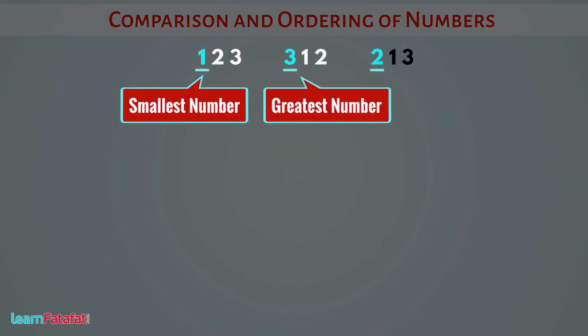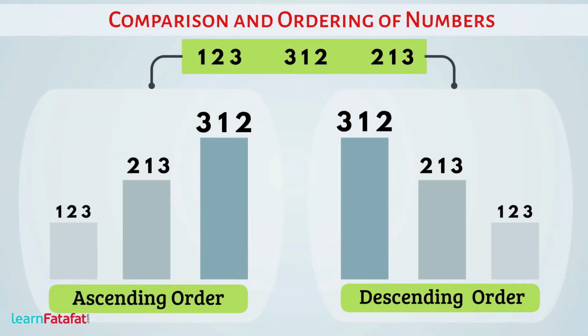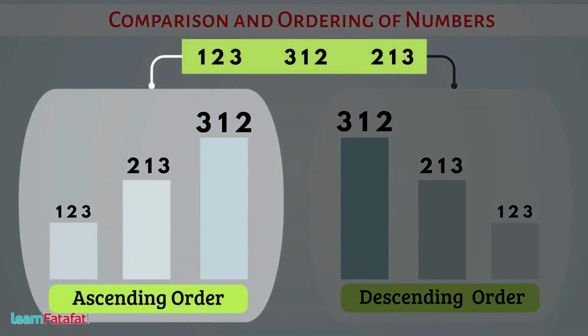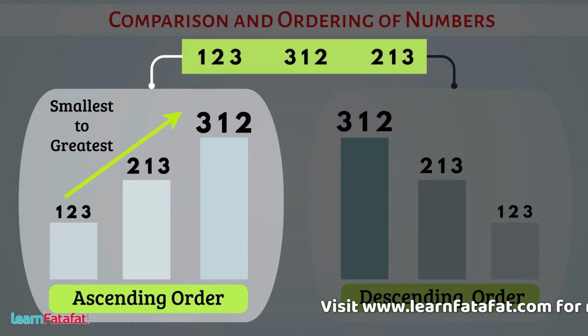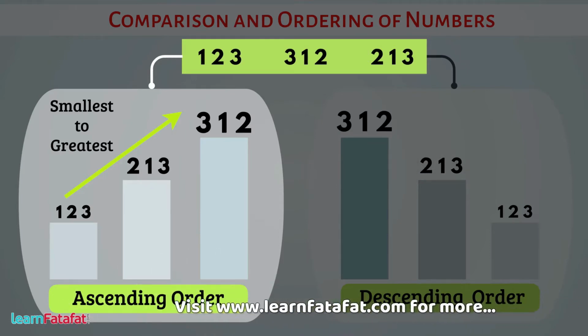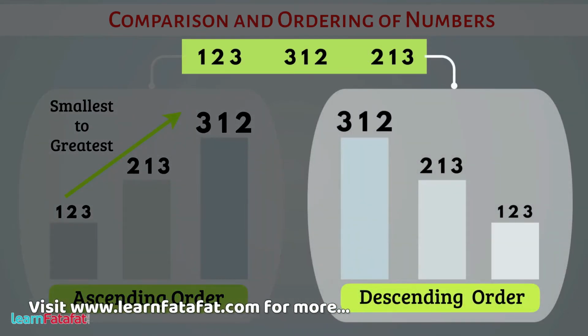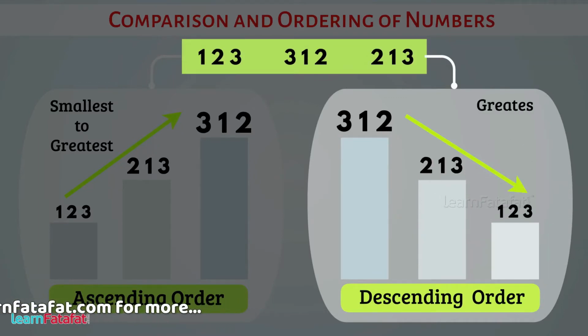By comparing the numbers, we can order them in specific order. The order in which numbers are arranged from smallest to greatest is called ascending order. Similarly, the order in which numbers are arranged from greatest to smallest is called descending order.